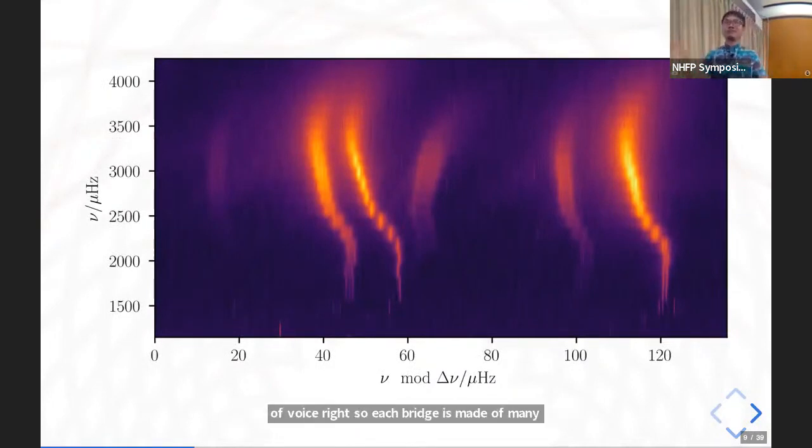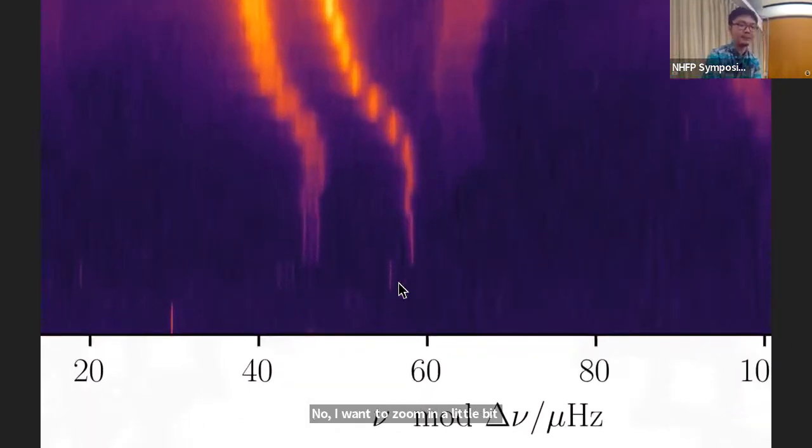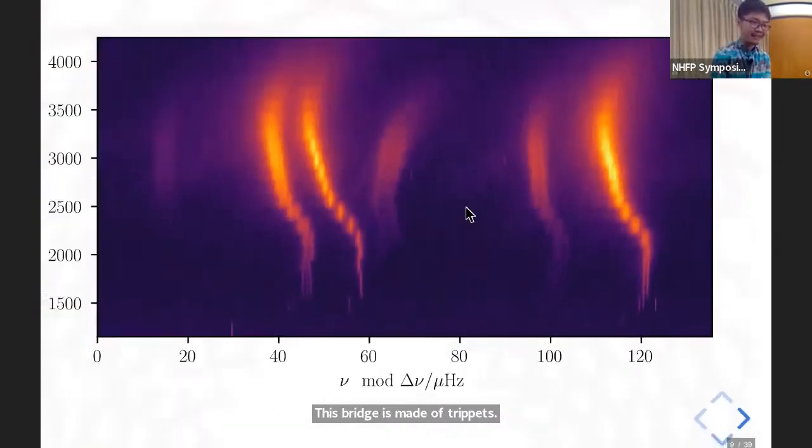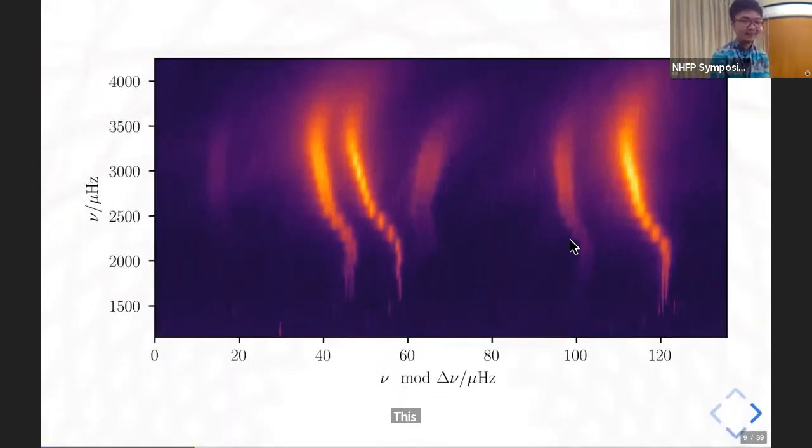Each mode is a normal mode of oscillation. Now, I want to zoom in a little bit on these ridges because they actually have some substructure that is not immediately obvious. So you can see that this ridge is made of single peaks. This ridge is made of triplets. This ridge is made of double peaks, and this ridge is made of quadruplets.